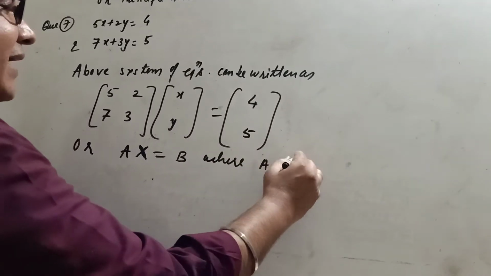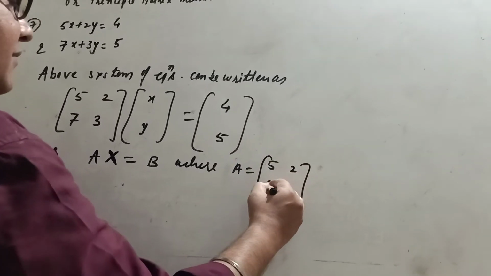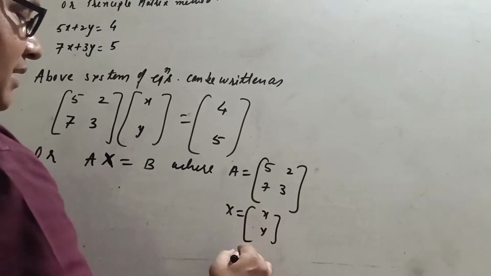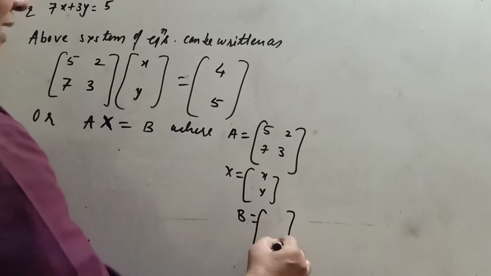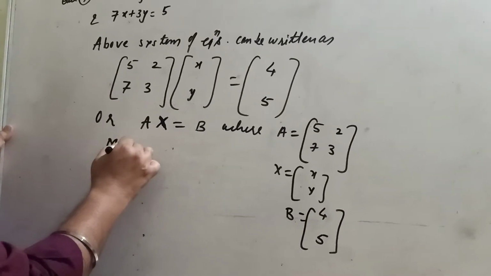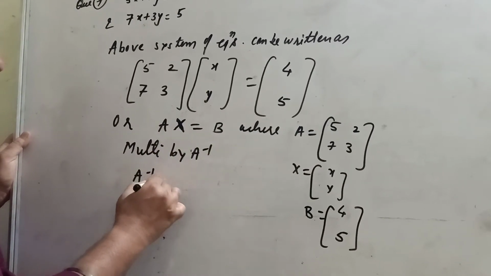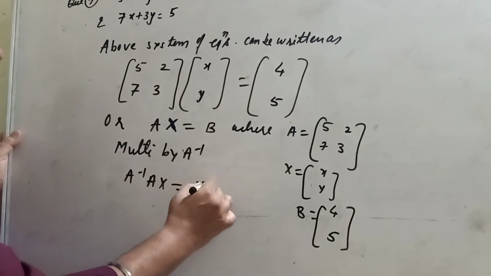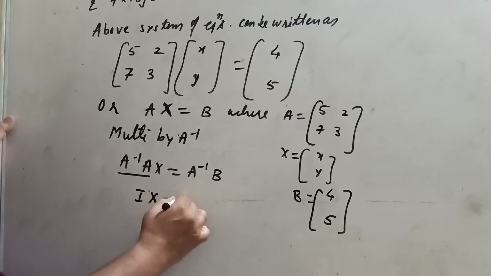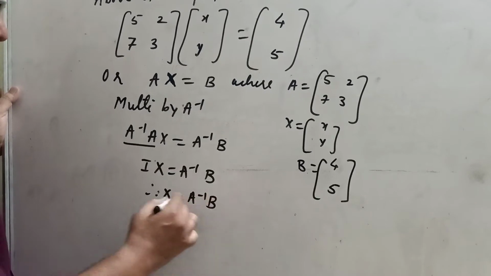What is A? A is the matrix of coefficients, that is [5 2; 7 3]. X is the matrix of variables x, y, and B is the right hand side constant values 4, 5. Multiplying both sides by A inverse, this is A inverse AX = A inverse B. We know that A inverse A is I, so IX = A inverse B, or X = A inverse B.